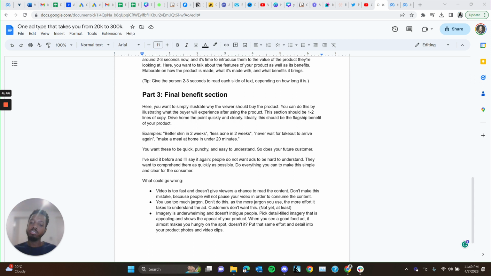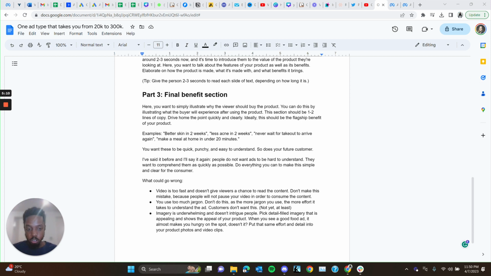And the third thing is imagery is underwhelming. It can be underwhelming at times, and it can not intrigue people. So you want to pick imagery that is detailed and is appealing. This is going to be different for every brand, so it's kind of hard to pin down, but I'll show you an example later. But think about food ads. If you see a good ad for food, it'll make you hungry on the spot. And that's what you want. You want to bring that same kind of energy, that same kind of appeal to the ad of whatever it is you're showing.